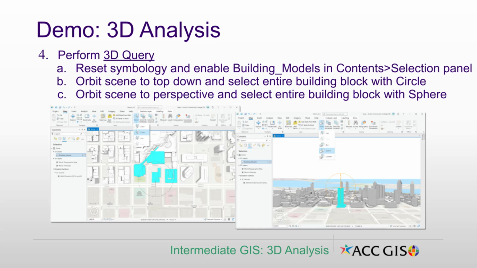In step 4, you'll perform a 3D query. First, we'll reset the symbology and make building models selectable in the content selection panel. Then you'll orbit the scene to top down and select an entire building block with a 2D circle. Last, we'll orbit the scene down to street level or perspective and select the entire building block with a 3D sphere and compare the results.